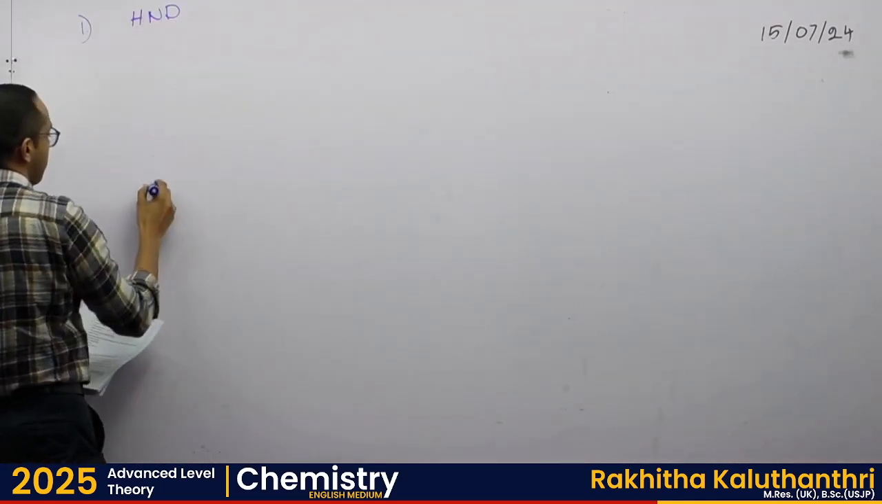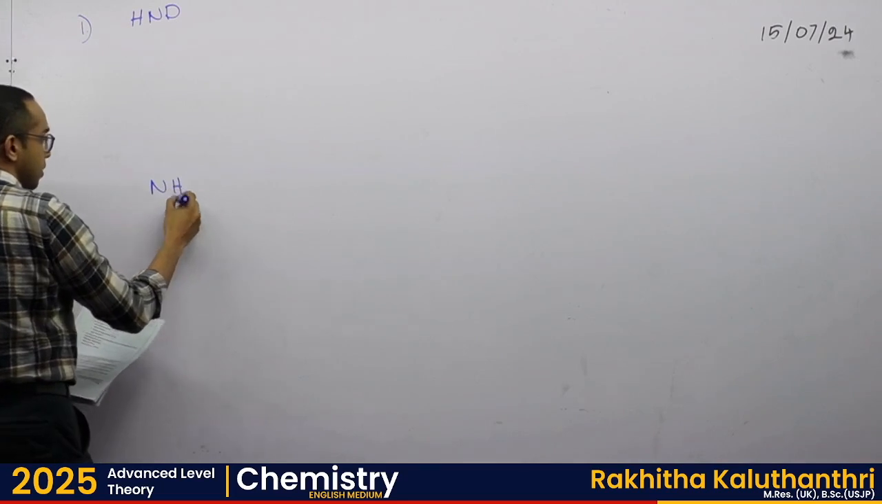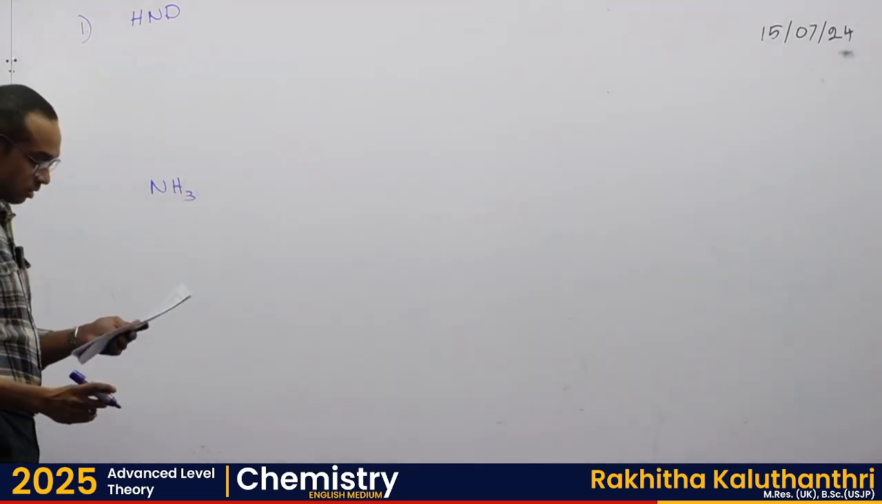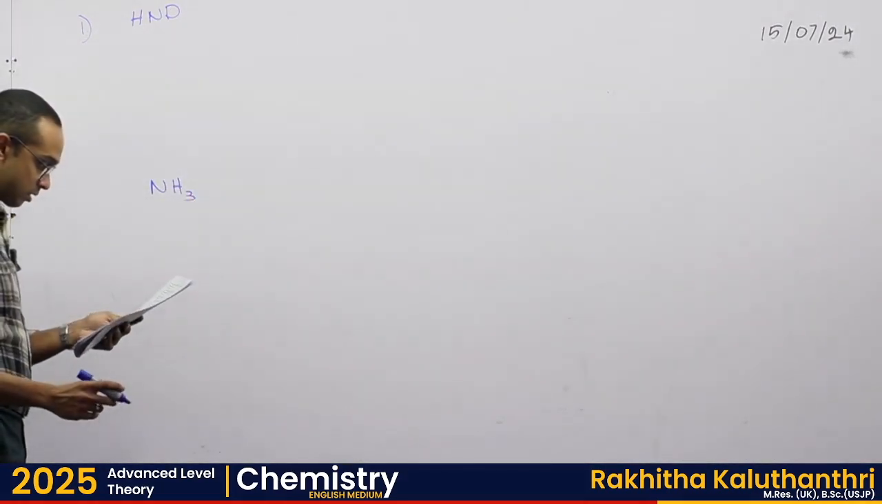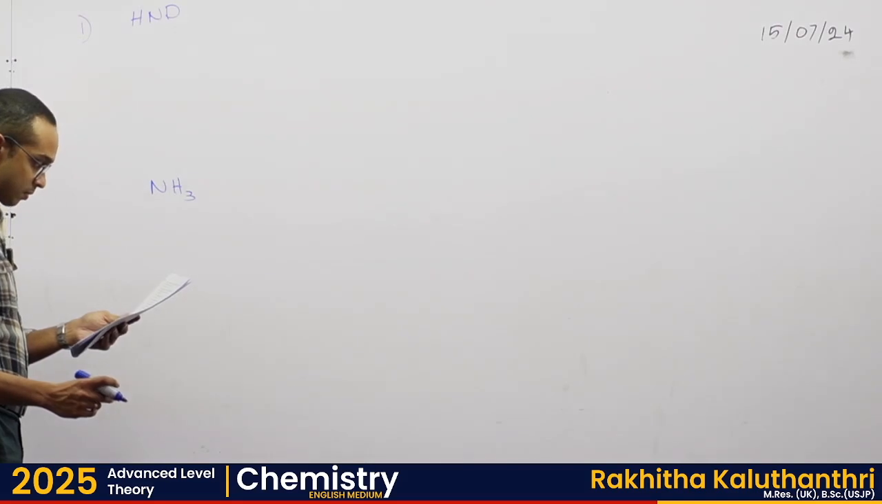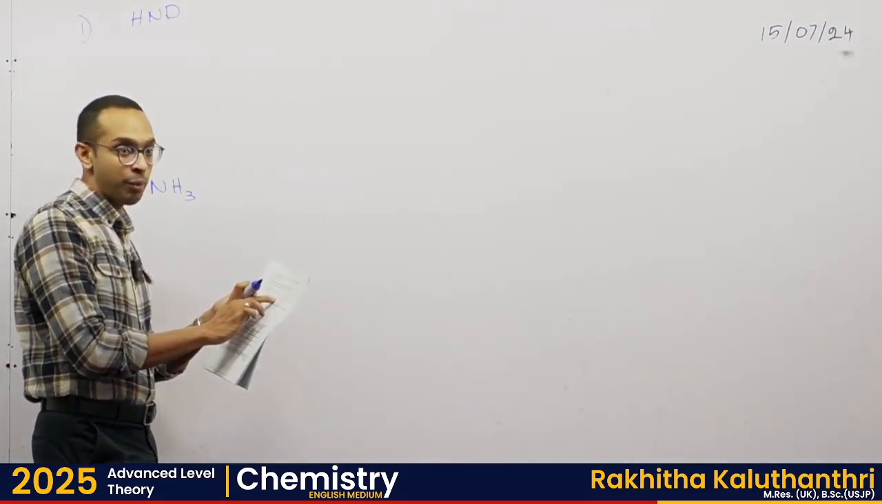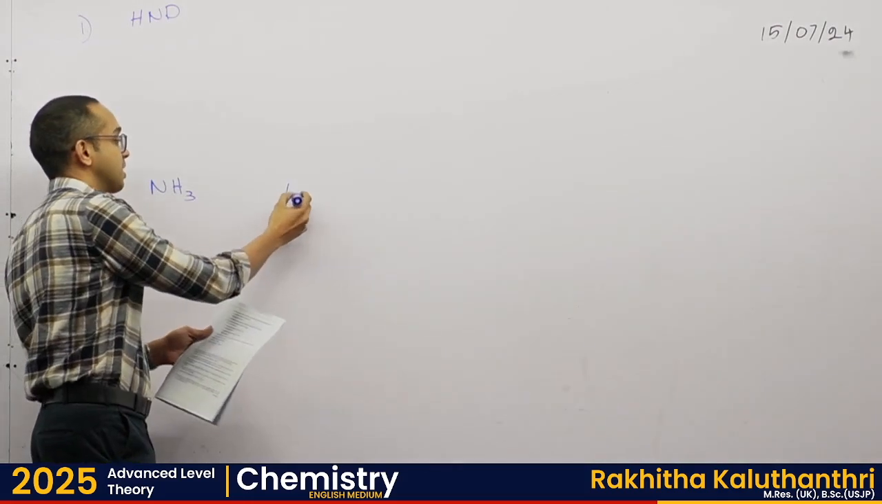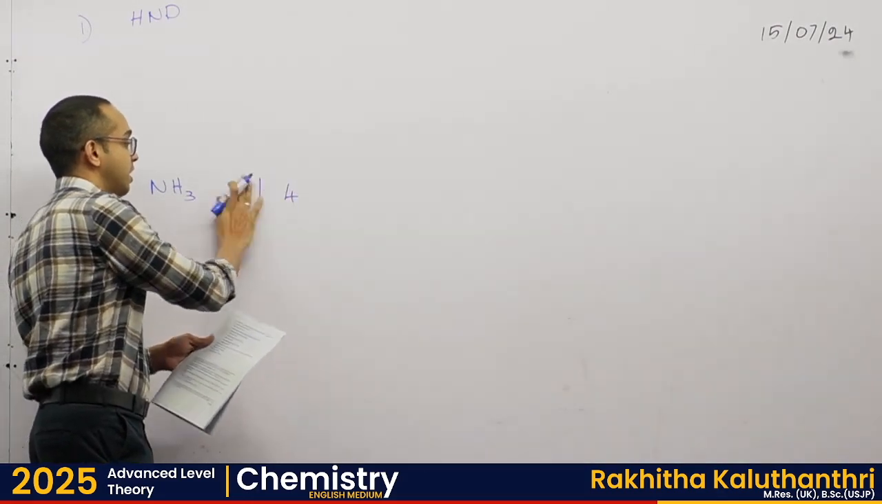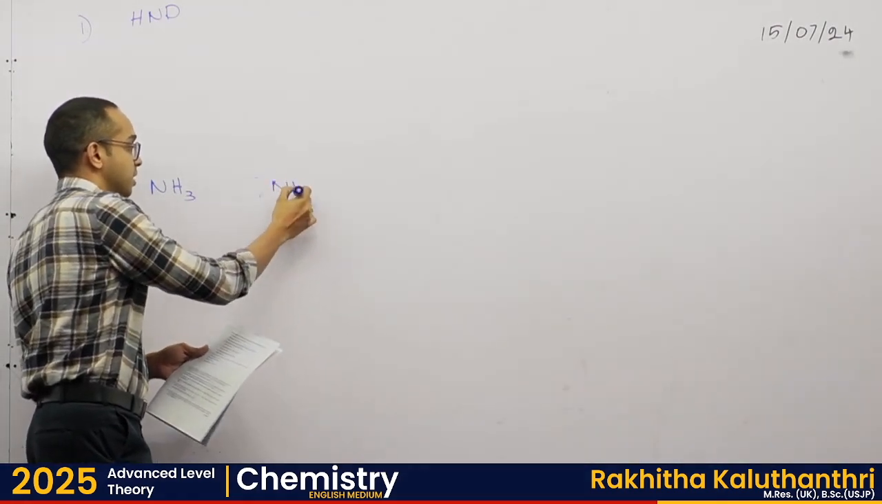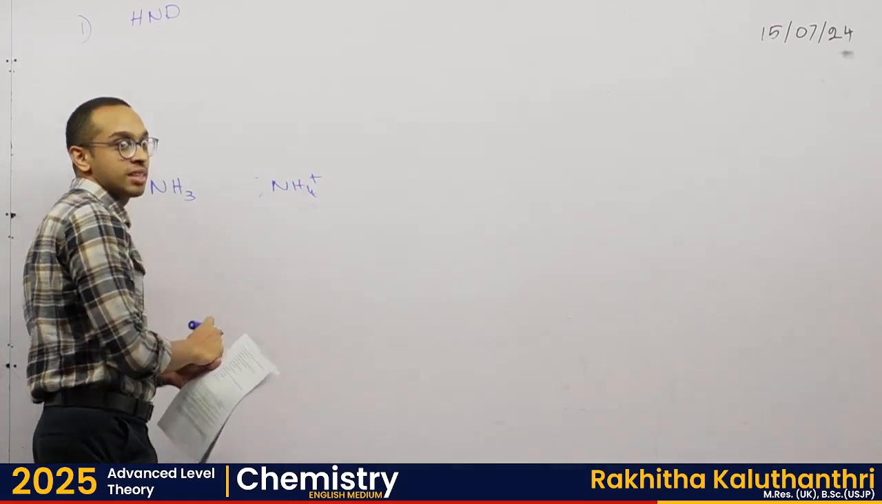You're asking about the fifth one, ammonia. Yeah, ammonia doesn't have a charge. Ammonium, NH4, has a charge. Okay.